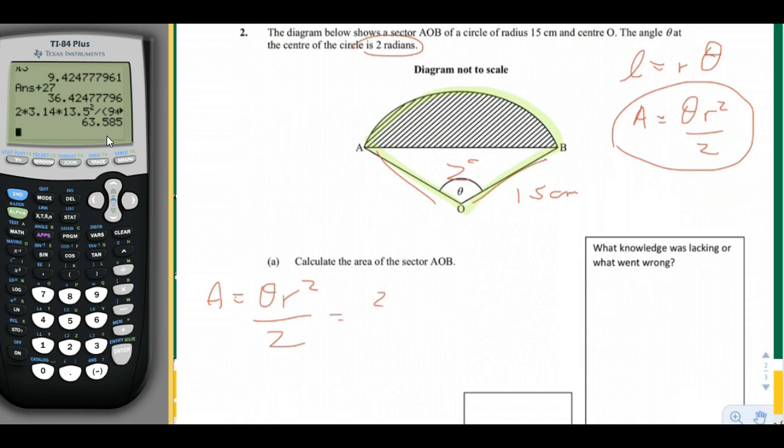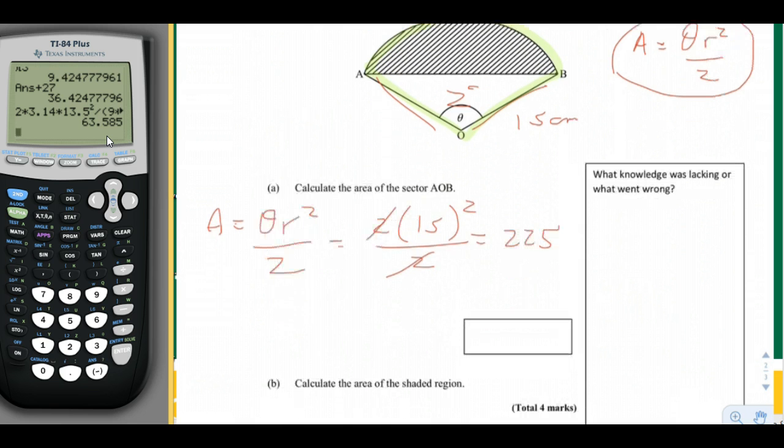We know theta is 2. We know the radius is 15 centimeters. 2. Hey, what do you know? The 2's cancel out. We're left with 15 squared, which is 225 centimeters squared. Okay?